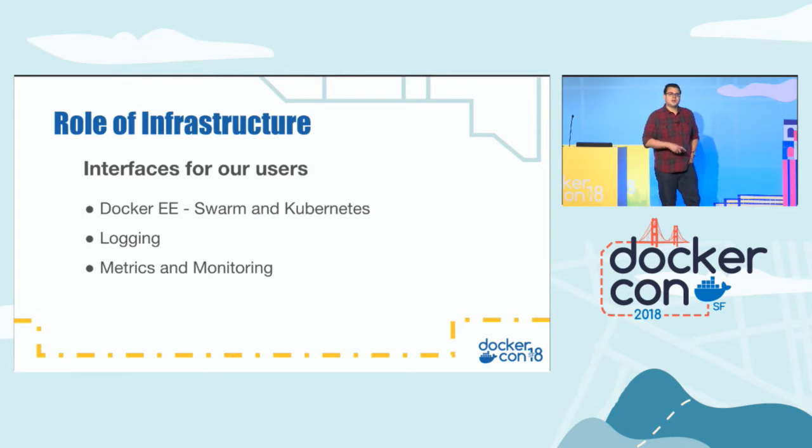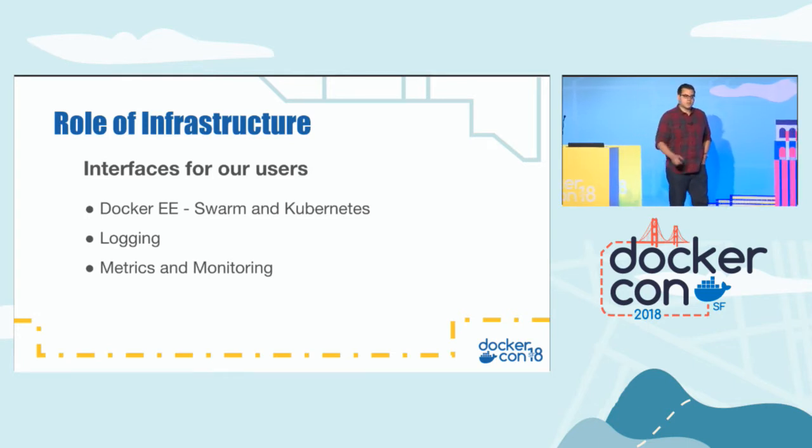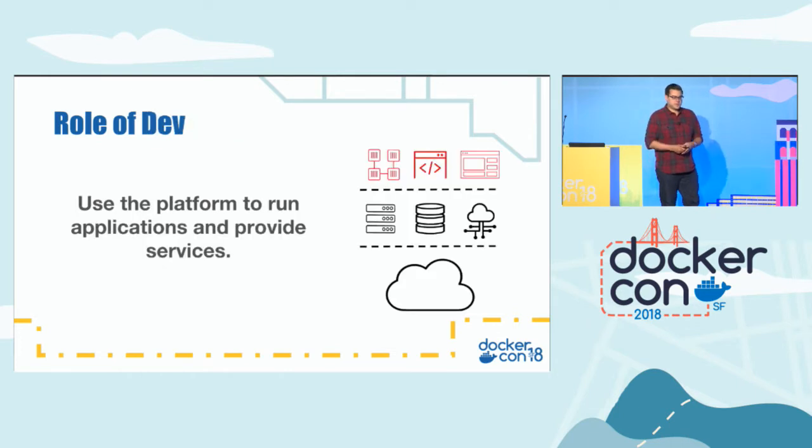So basically, what are the interfaces that we give to our developers? So the first one is obviously Docker Enterprise Edition. So they have access to that for using Swarm and Kube. We provide logging services as well as metrics and monitoring. So that's pretty much everything that we hand off to our developers, and they get to build the application up from there. And then obviously the role of development is to actually take all those resources and use them in a way that we can provide services to our customers.